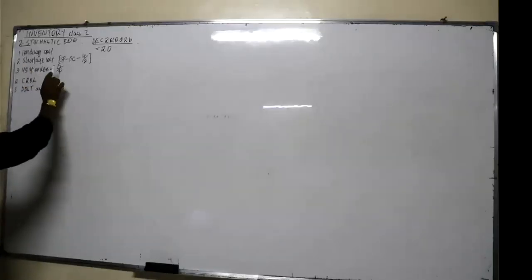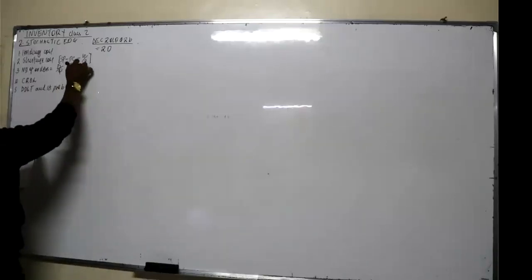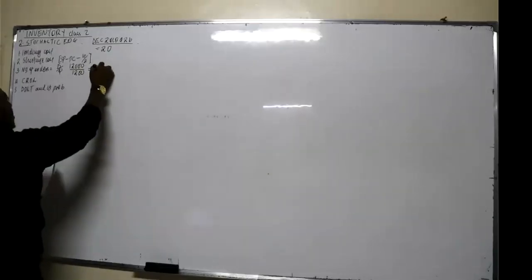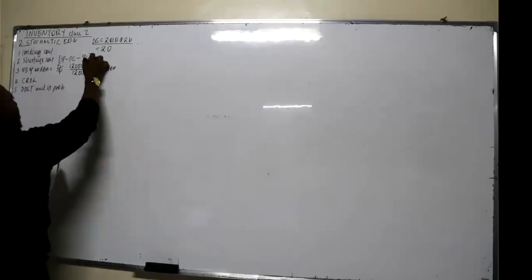So you can use that information to determine the number of annual orders. You take annual demand and divide by EOQ. Our estimated annual demand is 12,000, and the economic order quantity is 1200. So per annum we make 10 orders.